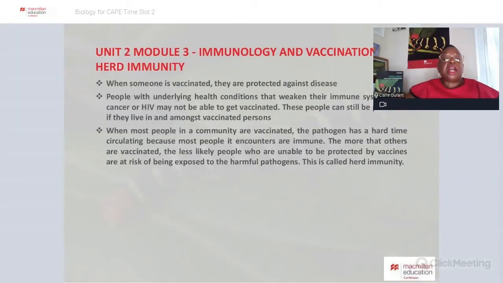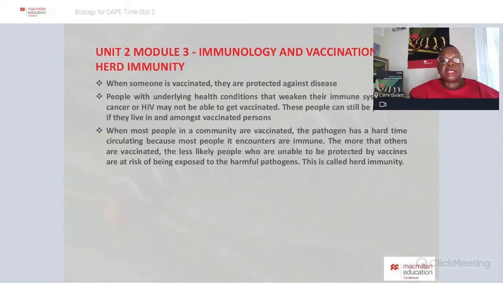We have heard a lot too about herd immunity. And what is herd immunity? When someone is vaccinated, we know they're protected against a disease. But many people have underlying health conditions that weaken their immune systems, like cancer or HIV, or they might be immunocompromised in some way. And these people can still be protected if they live among vaccinated persons.